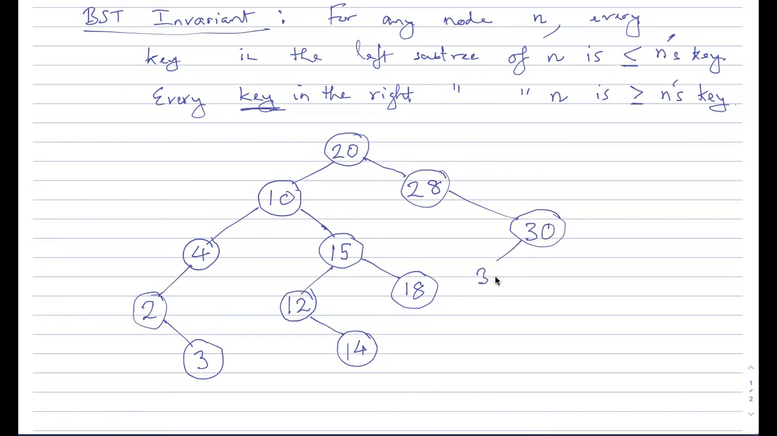I can have another 30 because it's fine to have duplicates, no problem. And that is why we have less than or equal to. So the keys can be duplicated as far as the binary search tree is concerned.